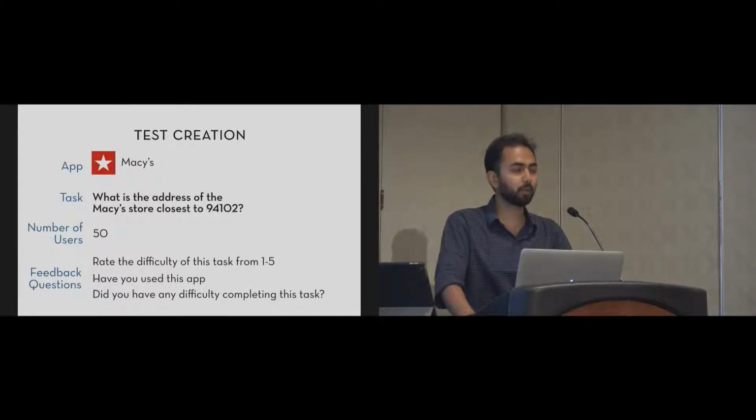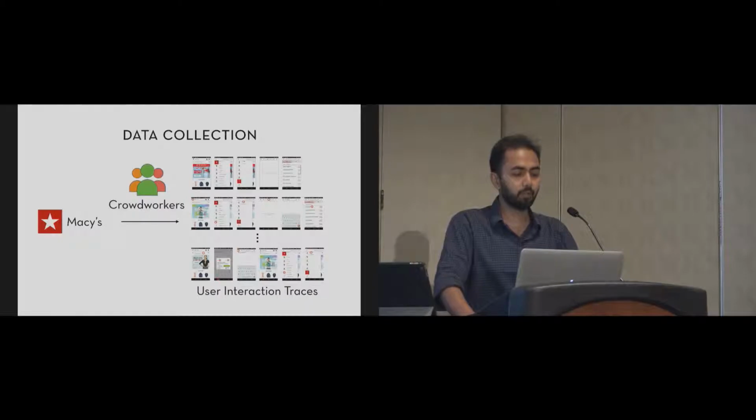Designers can also include feedback questions, such as quantitative questions related to rating the difficulty of the app or the task, or qualitative questions, such as asking about issues encountered in performing the task. Once the designer has submitted this information, ZIPT launches it on Amazon Mechanical Turk and lets crowd workers attempt the task. Crowd workers see a streamed version of the app through ZIPT's web interface, and the system records detailed interaction traces in the background as they attempt the task. These traces capture the different screens they visit and the interactions they perform on these screens.